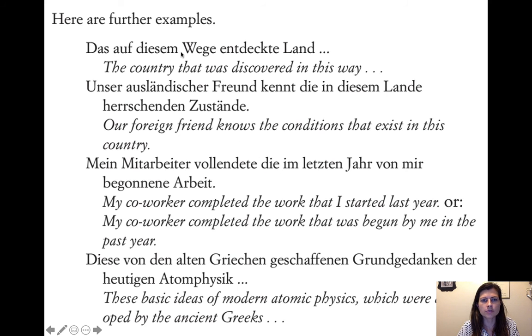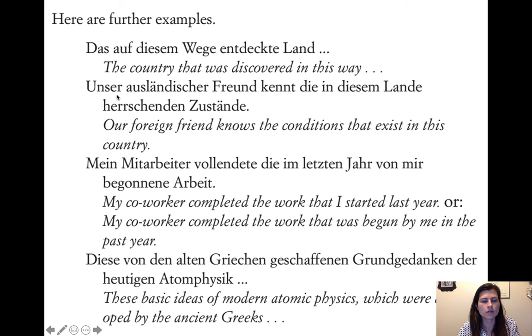Das auf diesem Wege entdeckte Land. The country that was discovered in this way. It's like the, in this way, discovered country. So we translate first, das is the, and then we think, what noun even belongs with this, right? And that's Land. So the country that was, we added in out of nowhere, and then discovered in this way.